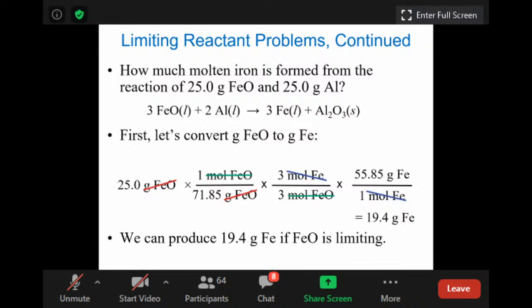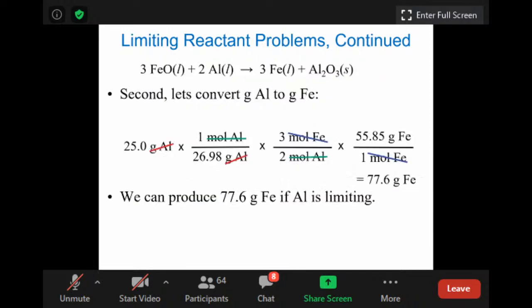Now, everything goes into the mass of Fe. So therefore, what is the molar mass for Fe? 55.85. So now, FeO can make 19.4 grams of Fe. That's the FeO contribution. We can produce 19.4 grams of Fe if FeO is limited, right? Okay, so let's see.